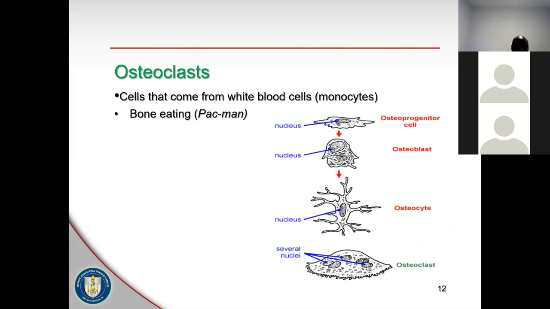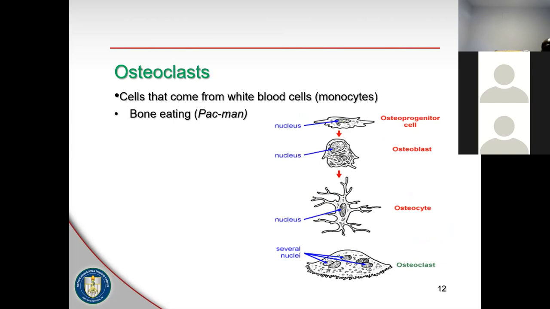Osteoclast is a little bit different, right? This will be like the cells that come from our white blood cells, like monocytes. We already know our white blood cells, what do they do? White blood cells tend to destroy any bacteria that comes into our system, right? It's like our immune system, it fights off things. So osteoclast becomes that bone-eating bacteria, but it is doing it in a good way, right?